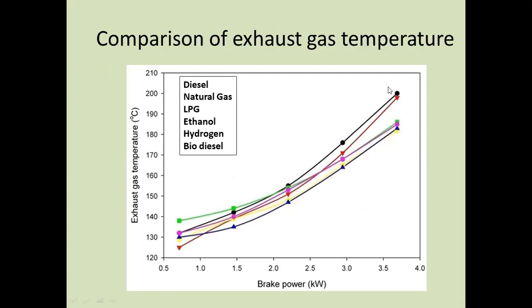So next slide, we can discuss the comparison of the exhaust gas temperature. With better combustion of the hydrocarbon molecules, the engine operates at a high temperature, and we get complete combustion. Here we are using diesel, natural gas, LPG and ethanol, and hydrogen and diesel. So we find out the parameters from the exhaust gas temperature. At full load condition, the engine operates at a high temperature.